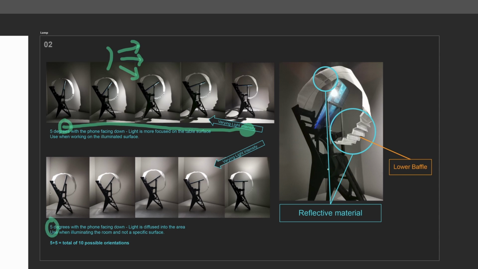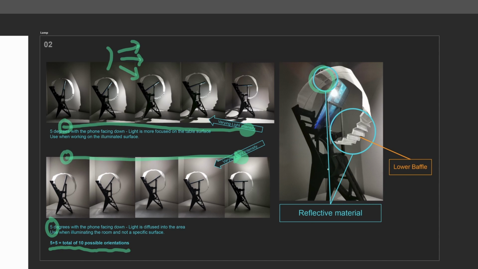And here we have 5 more degrees, except this time the phone is facing the opposite direction. And it gives you much more of a diffuse light compared to the one up top. So you have 2 different types of light you could play with. And again, it's varying light intensity from more dim to more intense. So 5 plus 5 equals a total of 10 possible orientations as stated on the cover. And here we go into more details.